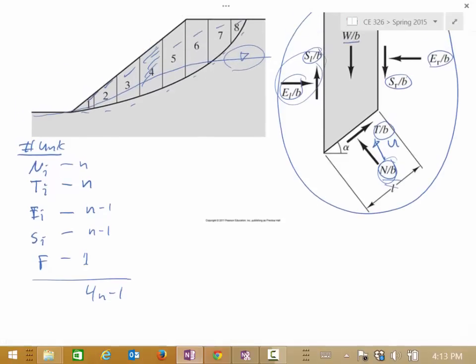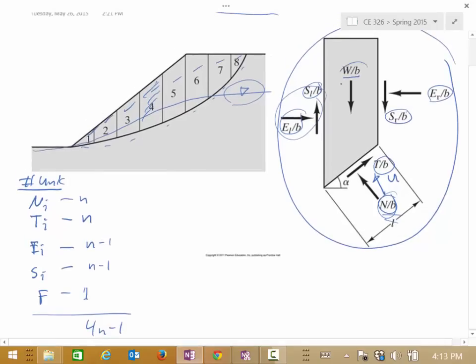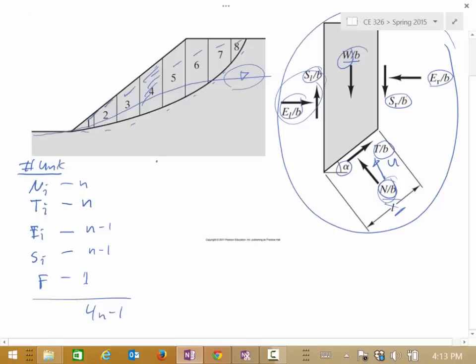How many equations do I, and I know W, right? And I know the length of this, right? We're going to calculate W. We're going to take gamma times the area, right? You all did that already. I know alpha because that's going to be the angle at the bottom, and I'm going to know L, which is the length of the bottom of the slice. So I know all those.